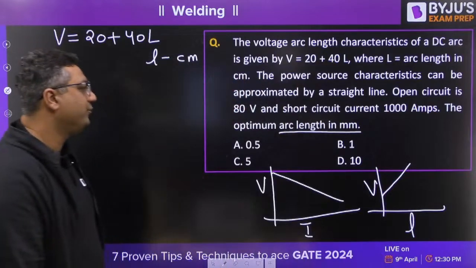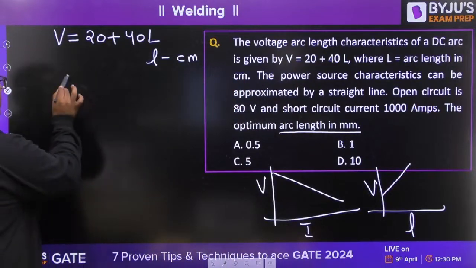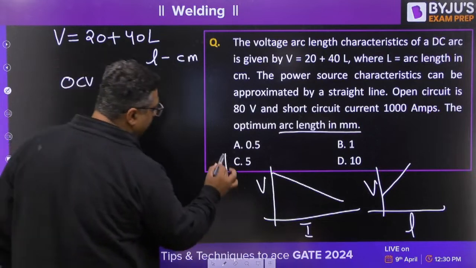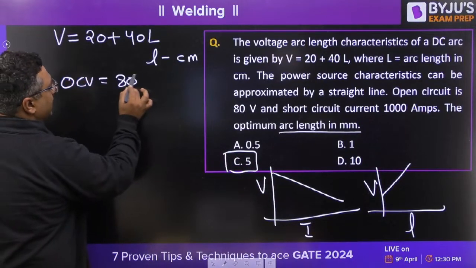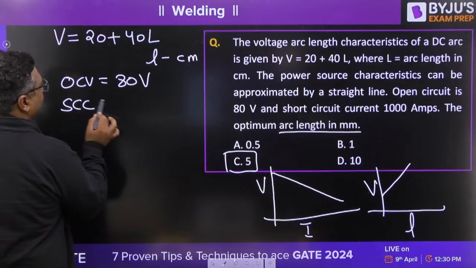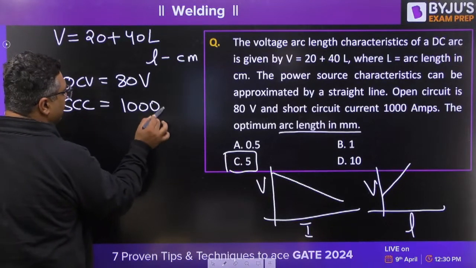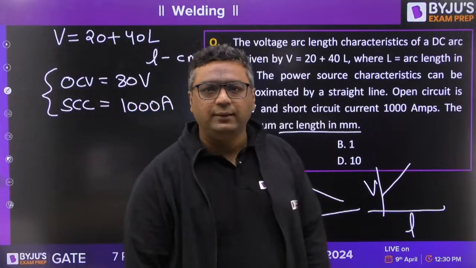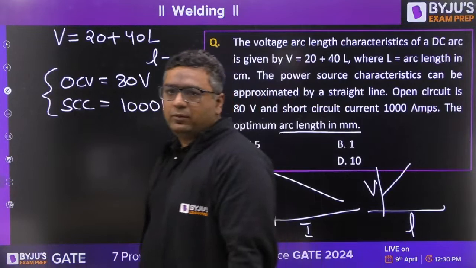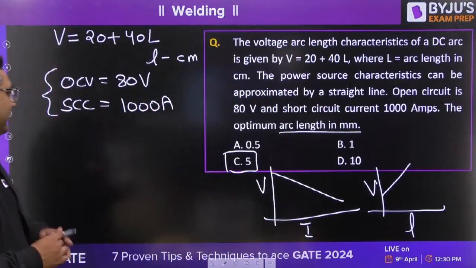Yes, that's correct. Open circuit voltage, okay, I feel Kiran has answered it as C. Okay, very good, Kiran. So open circuit voltage is 80 volt. Short circuit current is 1000 amperes. Very good, Kiran, very good.